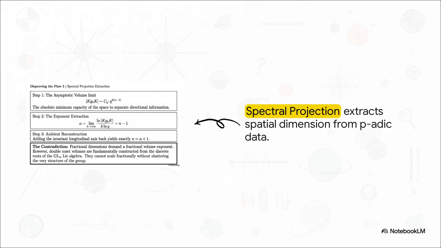So, let's build to our definitive extraction of the dimension. Starting with the asymptotic volume limit of our double coset, it scales proportionally to q to the power of k times (n minus 1). By isolating that exponent through spectral projection, we get exactly n minus 1. Add back our invariant longitudinal axis, and boom, we get exactly n. Double coset volumes are built directly from the discrete roots of the Lie algebra. They cannot scale fractionally without literally shattering the entire mathematical foundation of the group.